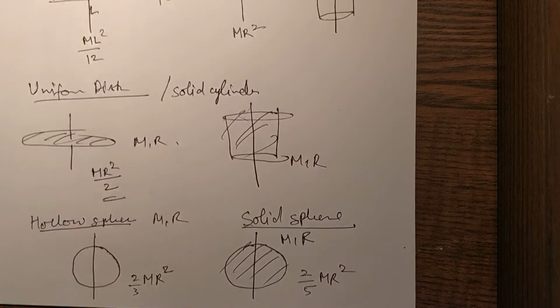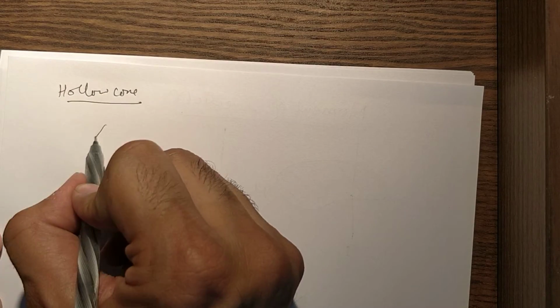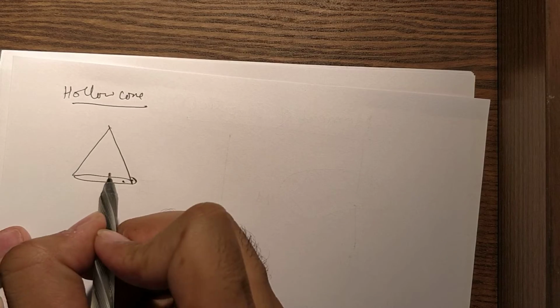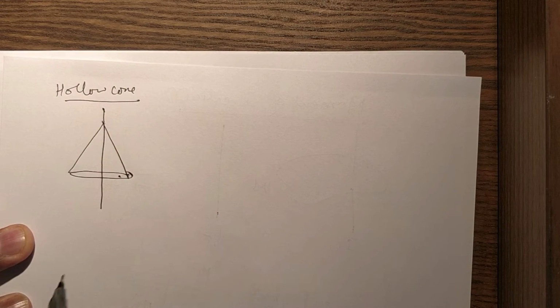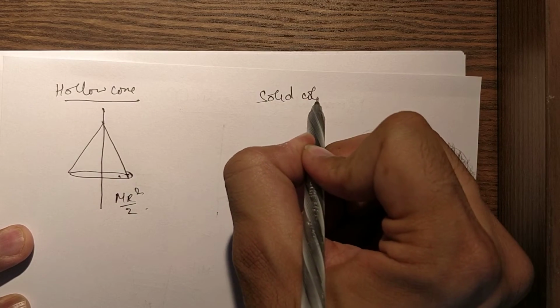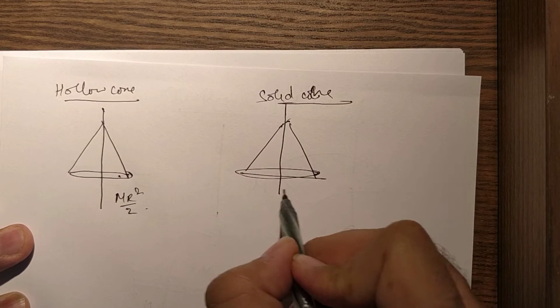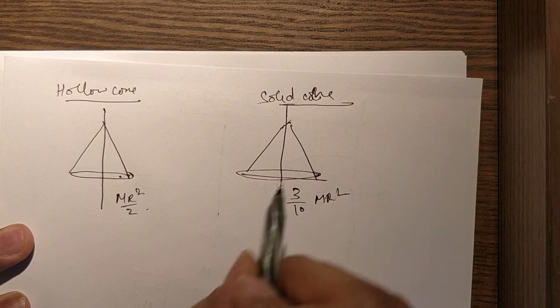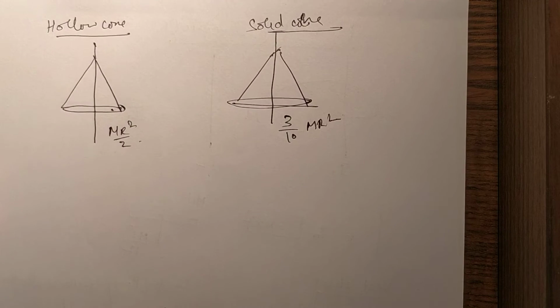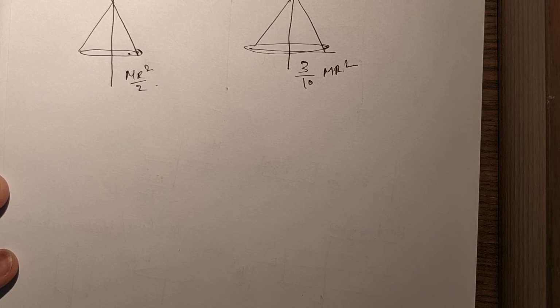Let's see some other values. Let's take the example of a cone. First of all, hollow cone. So this is your hollow cone over here, and this is the axis, so its moment of inertia will be mr square by 2. Solid cone, again about the symmetric axis, will be 3 by 10 mr square. Now with these values and with two theorems, you can find moment of inertia about different axes.